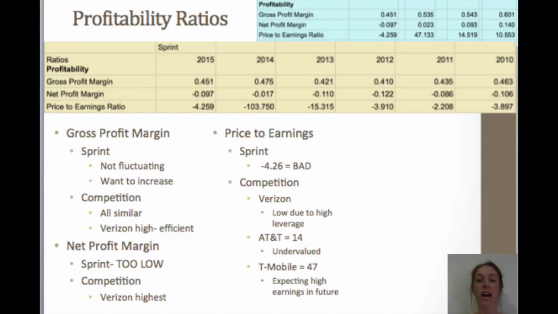Verizon had a really high net profit margin at 0.14, so 14%. AT&T was at 0.09 and T-Mobile was at 0.02. Again, those numbers seem really low, but that's normal for any company.